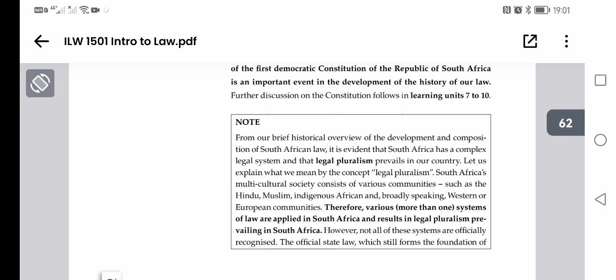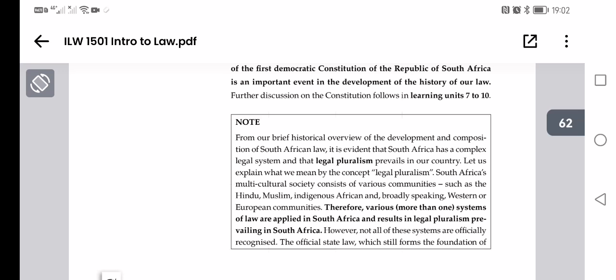South African multicultural society consists of various communities such as Hindu, Muslim, Indigenous African, and, broadly speaking, Western and European communities. Therefore, more than one system of law is applied in South Africa, and as a result, legal pluralism prevails in South Africa. However, not all these systems are officially recognized.